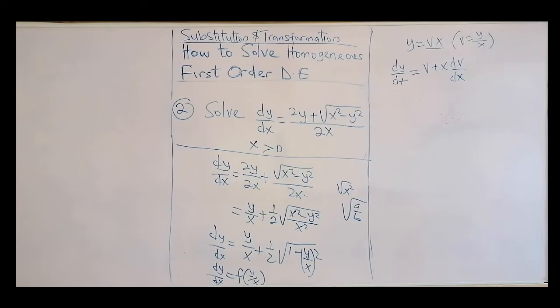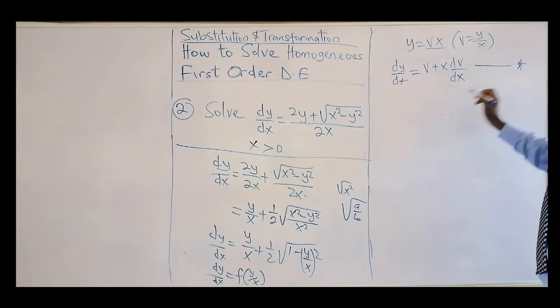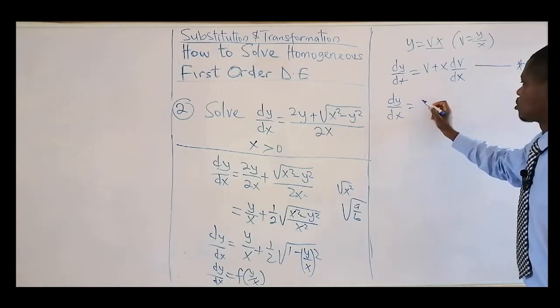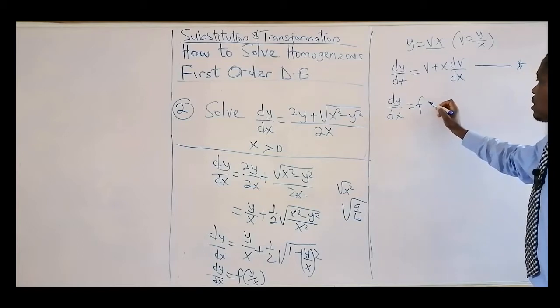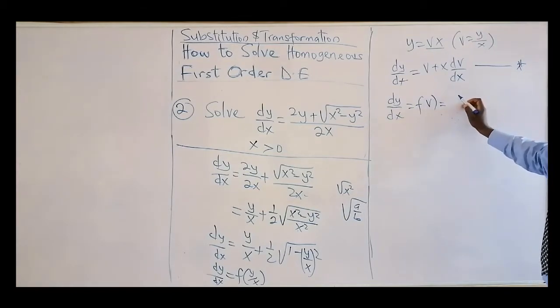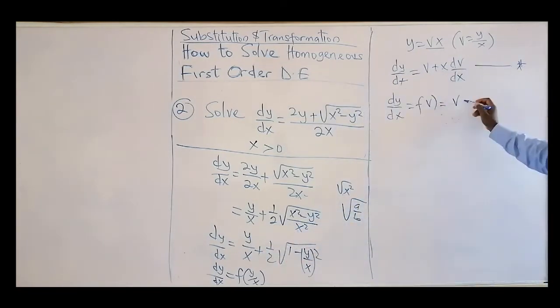They're both functions of x. X is a function of x, and this one is also its own function. So that's what we have now. Then we can go back. Just note this one. Go back to the problem. So the dy/dx is equal to f of what? F of v.